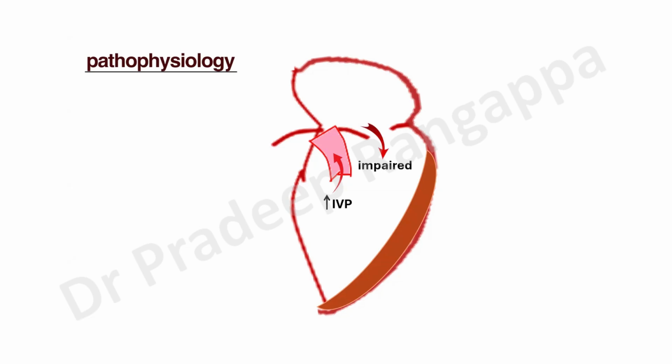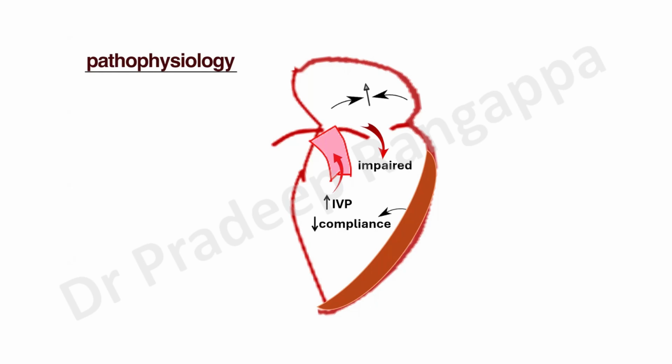And because LV is working hard and it is hypertrophied, the passive filling of the LV from the left atrium tends to get impaired. And the left atrium has to work hard to push the blood into the LV. Because of the increased contraction of the LA to push the blood, the LA tends to get hypertrophied. So LA has to work hard to push the blood into the hypertrophied LV.